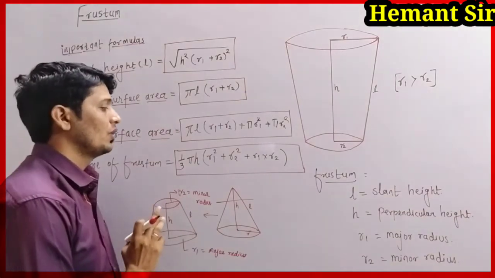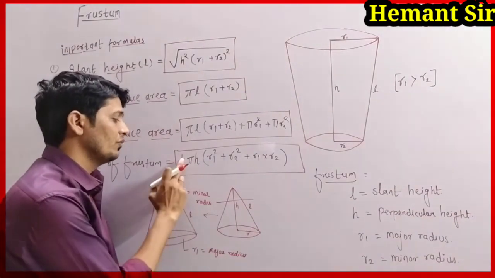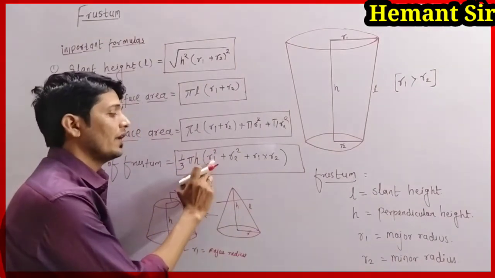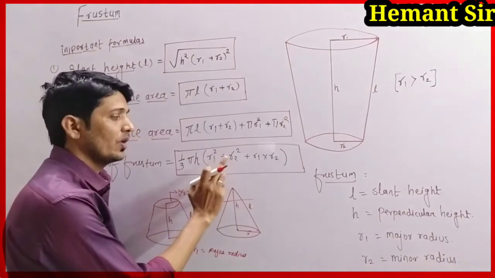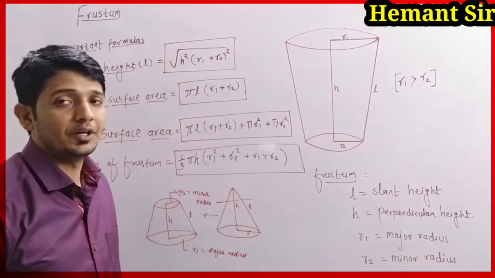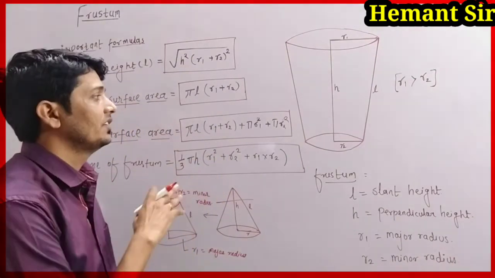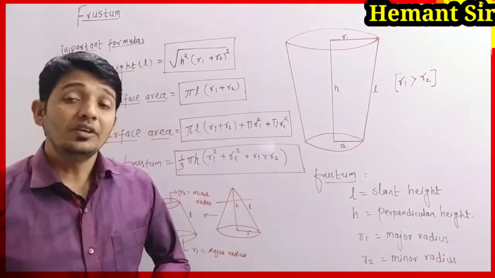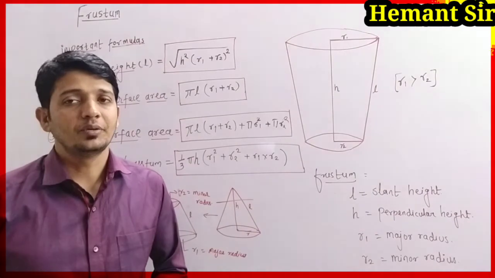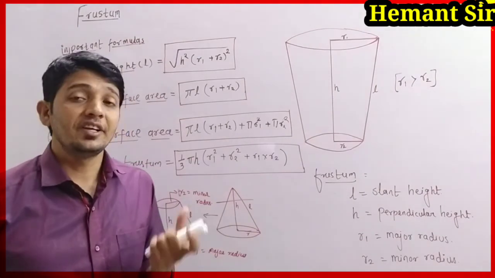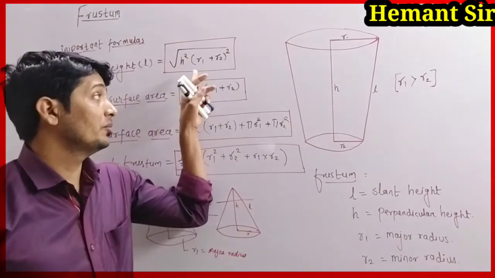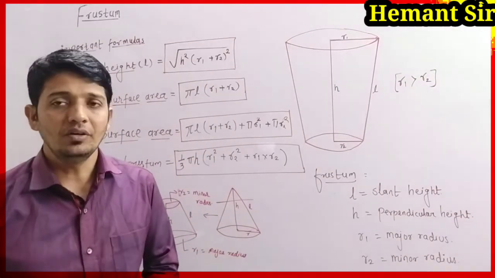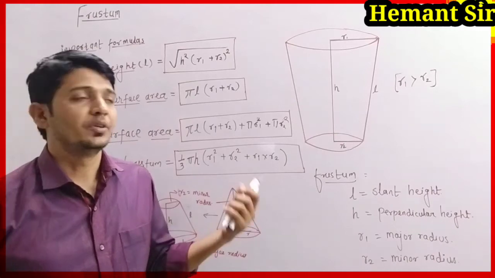And last but not the least, we have the volume of the frustum. So the formula for the volume of the frustum is 1 by 3 pi h into r1 square plus r2 square plus R1 into R2. Okay, so these are the important formulas that we are going to use in this part of the chapter. This is really very important. You have to remember all these 4 formulas to solve numericals dependent on frustum. So write it down first.